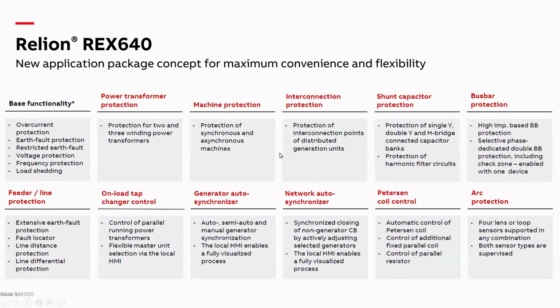Some of the commonly used ones are power transformer protection, machine protection, and interconnection protection for connecting distributed generating units. Then there is shunt capacitor protection. Then there's bus bar protection, which has a high impedance based bus bar protection scheme, and also extended feeder or line protection, including fault location, line distance protection, line differential protection, and so on. If there is any application covering that, we choose this package.